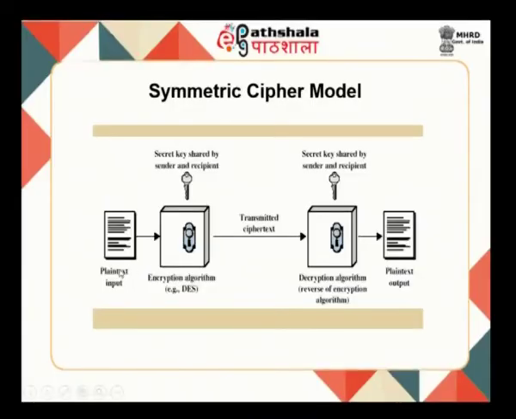In that case, we can say that the user sends plain text using an encryption algorithm, but what do you need here? You need a key. This key must be available with the receiver also. Both ends should have the key, then it is transmitted as ciphertext. The secret key is shared between sender and receiver, who does the reverse process of that algorithm. Using the same key, he decrypts the content.